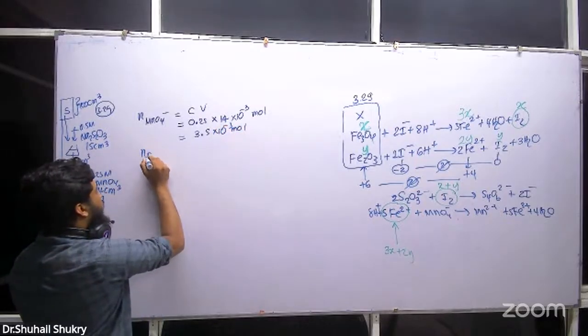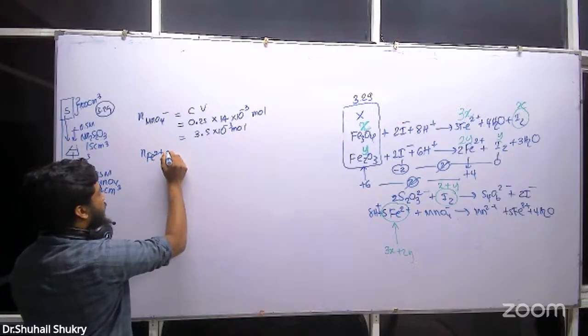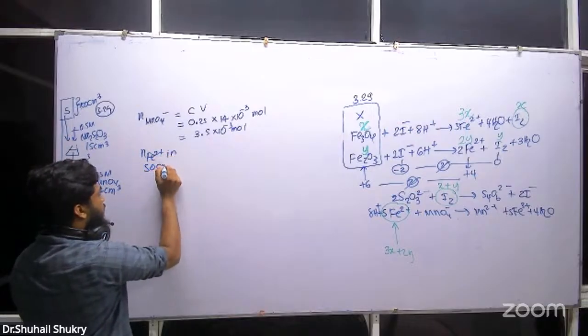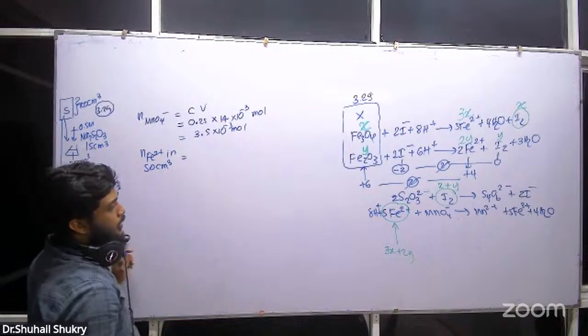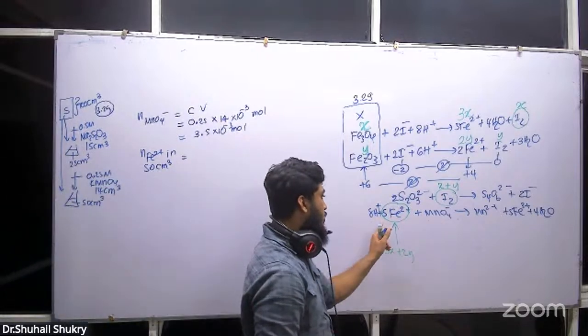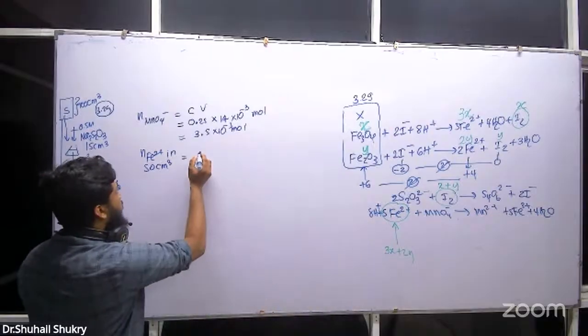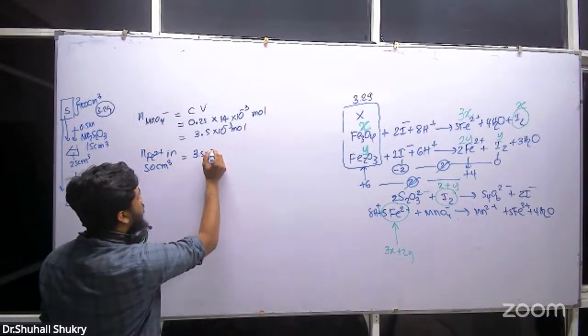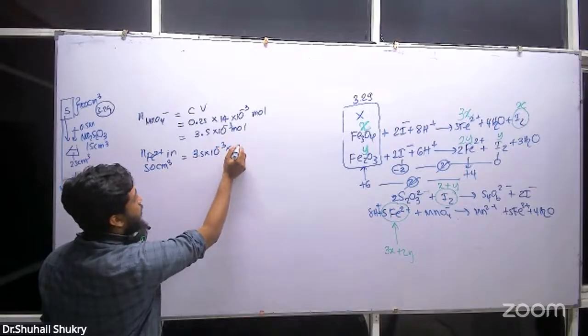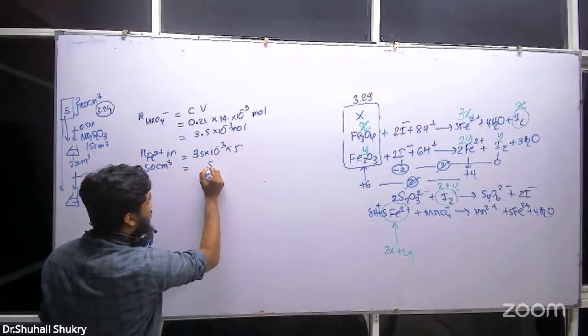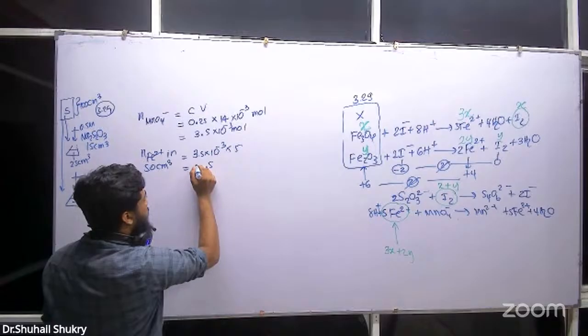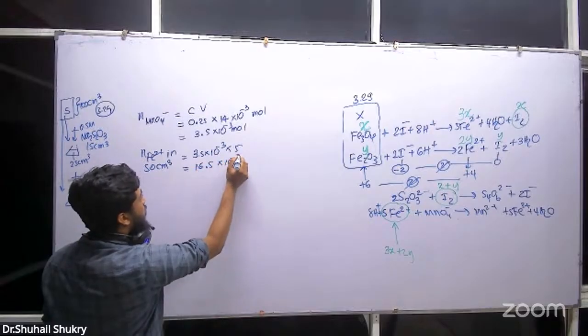So using this I can find the number of Fe2 plus in 50 centimeter cube. You can see what is the connection between MnO4 minus and this. Like this, 5 times is Fe2 plus. Therefore, I can find the Fe2 plus: 3.5 into 10 to the power minus 3 times 5, that is 17.5 into 10 to the power minus 3 moles.